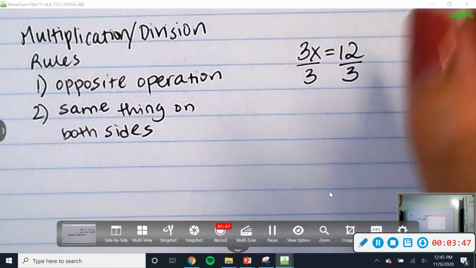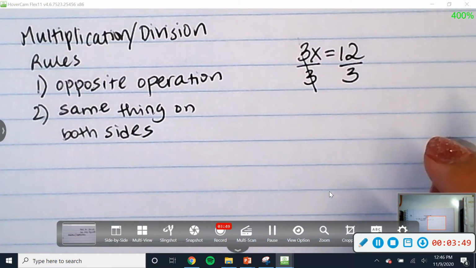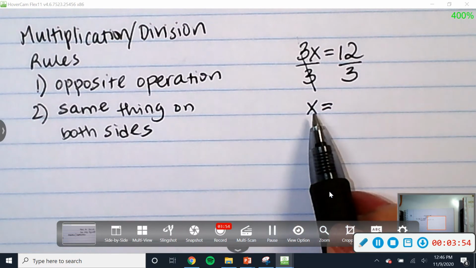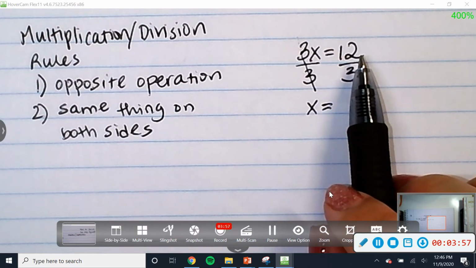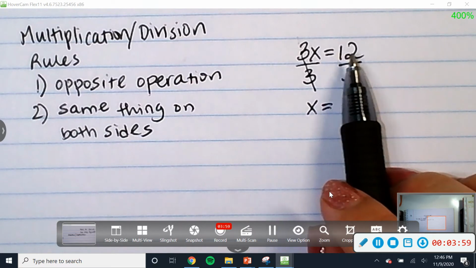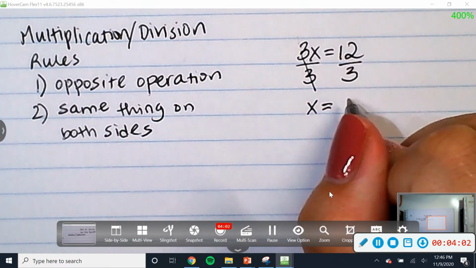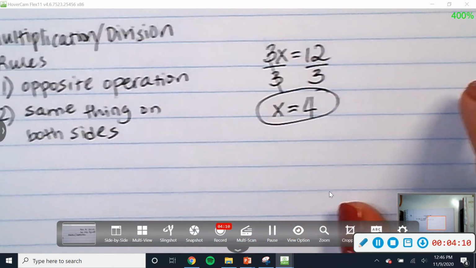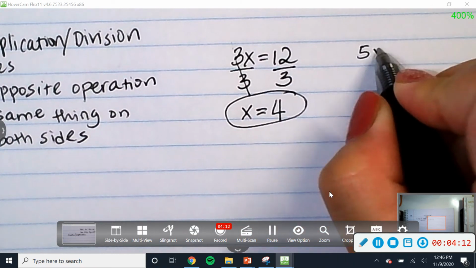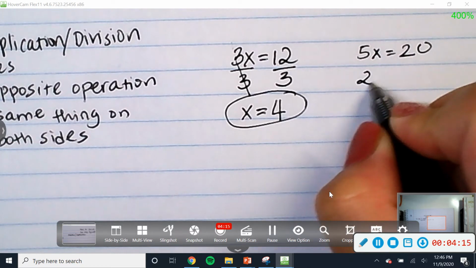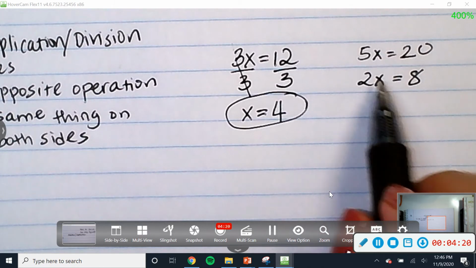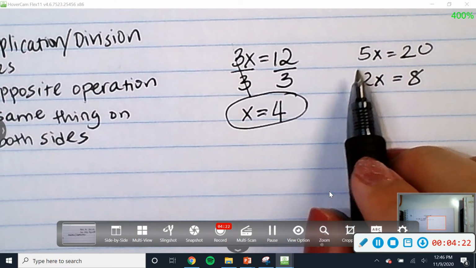When I divide on both sides, I will cross out my 3's on the left, and on this side, all we're left with is x. On the other side, we need to solve, so we need to take 12 divided by 3. And when we solve that, we get our final answer, which is x equals 4. Anytime you see a number written like this, it could look like 5x equals 20, or 2x equals 8. You have a number written next to your variable, you'll always be using division to solve.